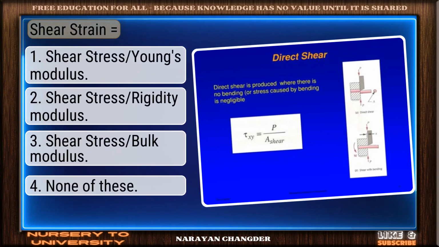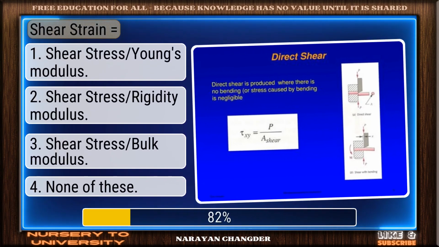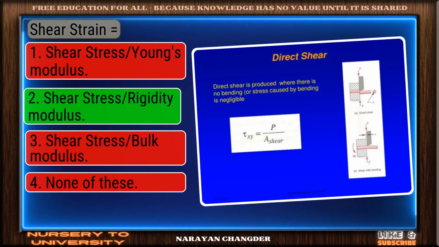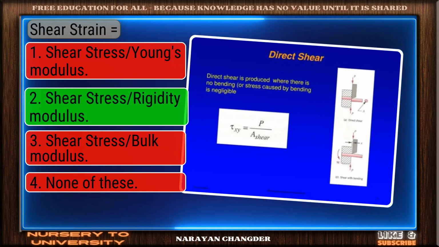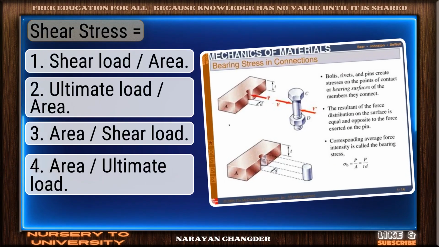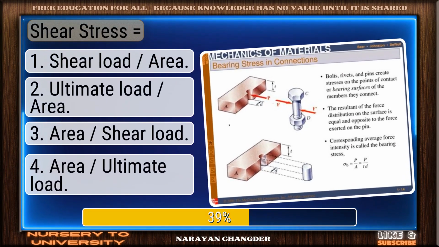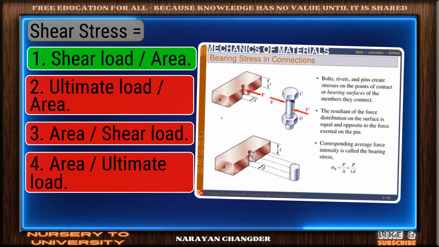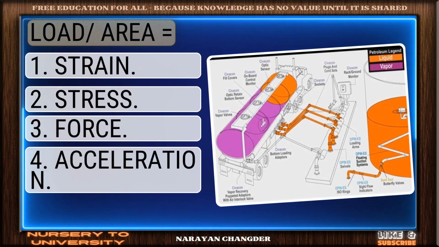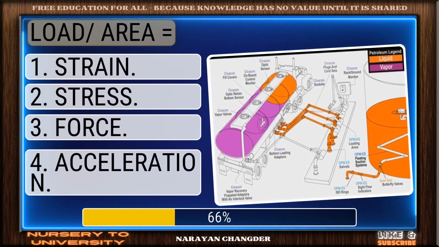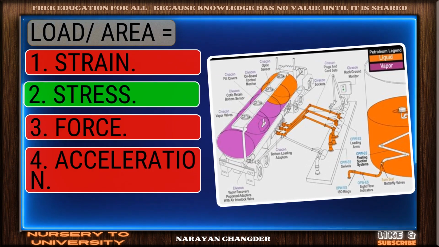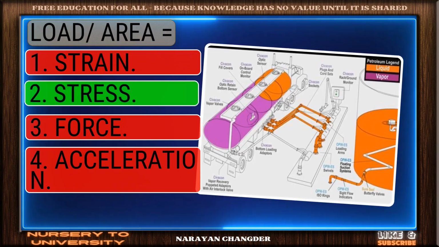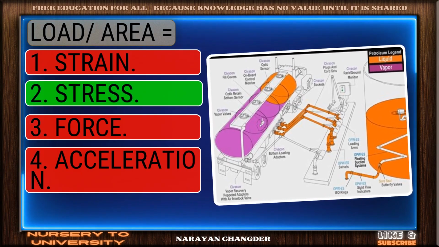Shear strain equal to. Sharp thinking. Shear stress by rigidity modulus is the right choice. Shear stress equal to. You got it. Your choice shear load by area is right. Load by area equal to. Nice selection. Stress is the correct and valid answer.